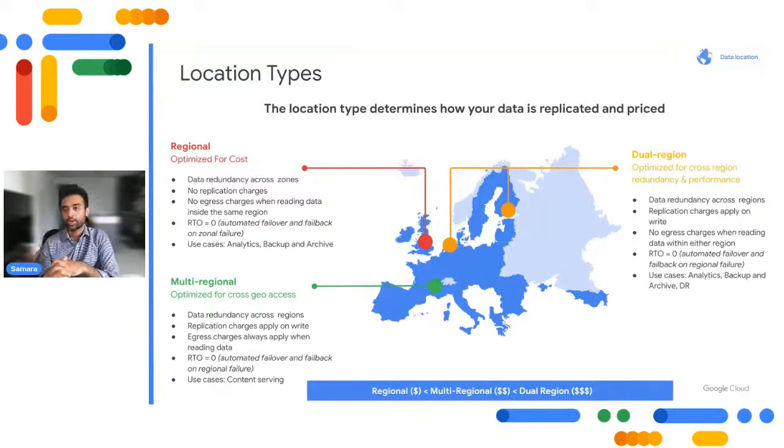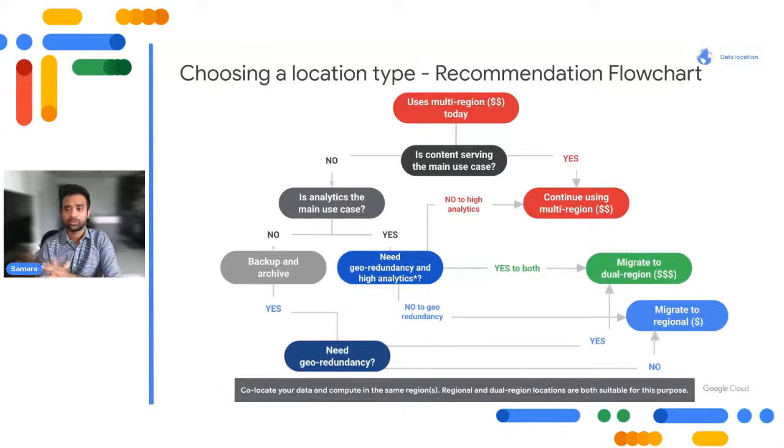So now that you saw the three different location types that GCS offers, let's see how to choose a location type for your use case, right? So now coming on to choosing a location type, we came up with this good framework that helps you choose the right location type for your workloads. So starting from the top, if you have all the data in a single bucket, make sure you assess if content serving is your main use case. If it is, then continue using the multi-regional location type.